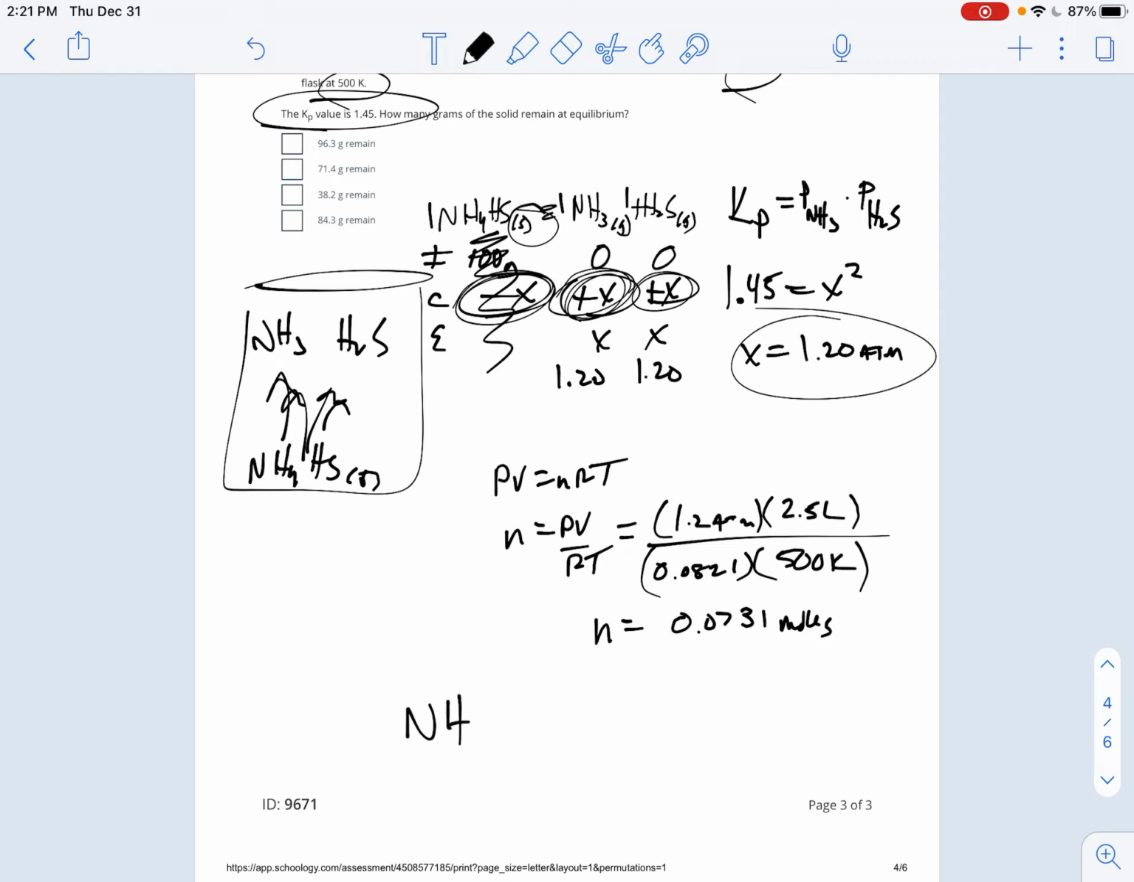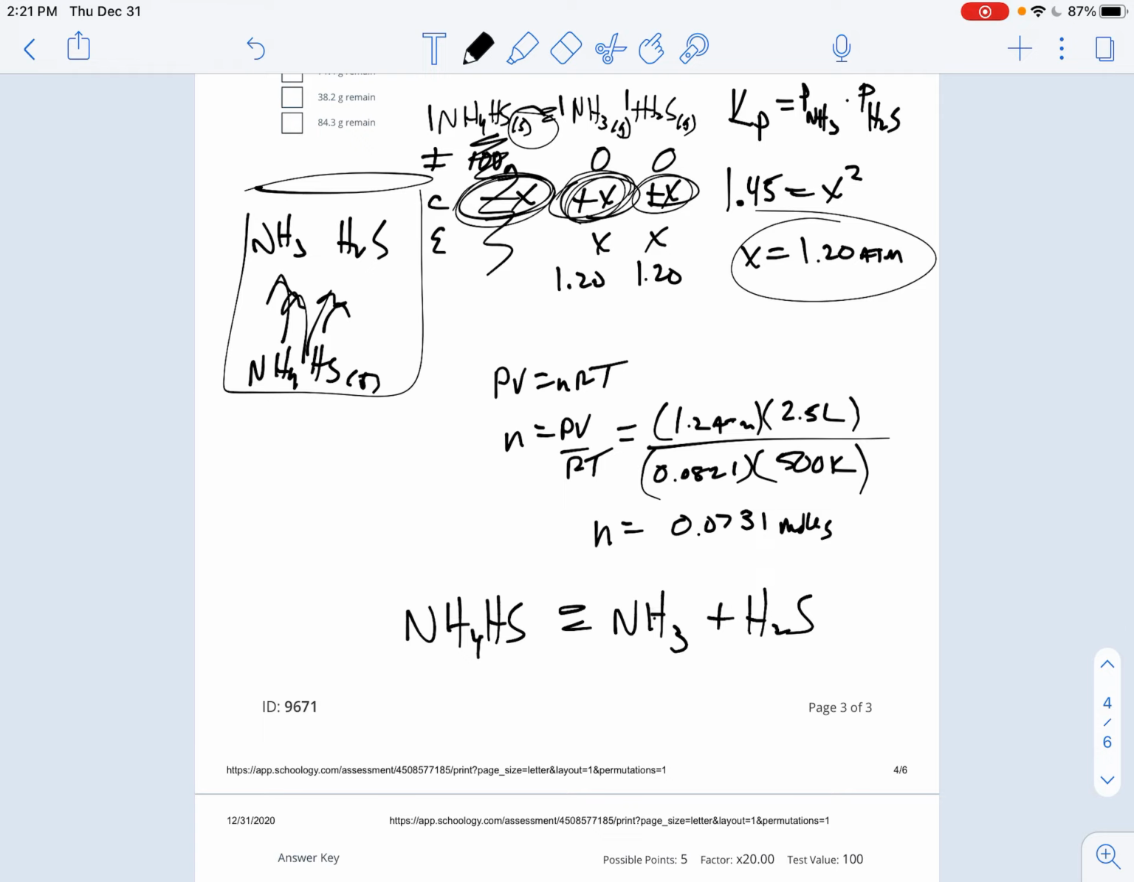All right, now I'm going to rewrite this just because it's getting pretty messy up here. But basically, guys, here's what happened. I have NH4HS that goes to NH3 plus H2S. And I just figured out that this guy went up by 0.0731 moles, which means that this guy had to go up by 0.0731 moles, which means this guy had to go down by 0.0731 moles. Because again, whatever I lost here, I have to gain equal amounts over there.